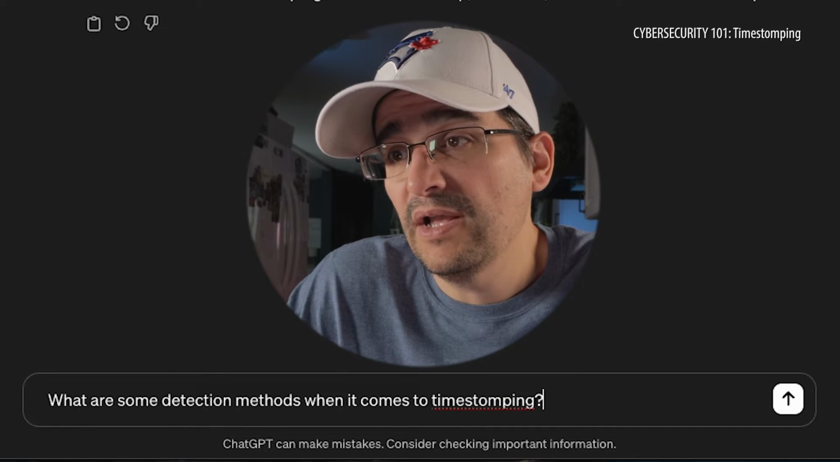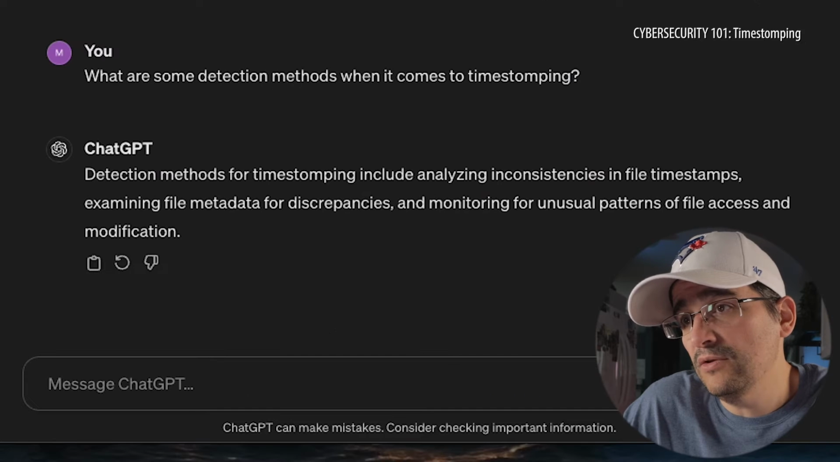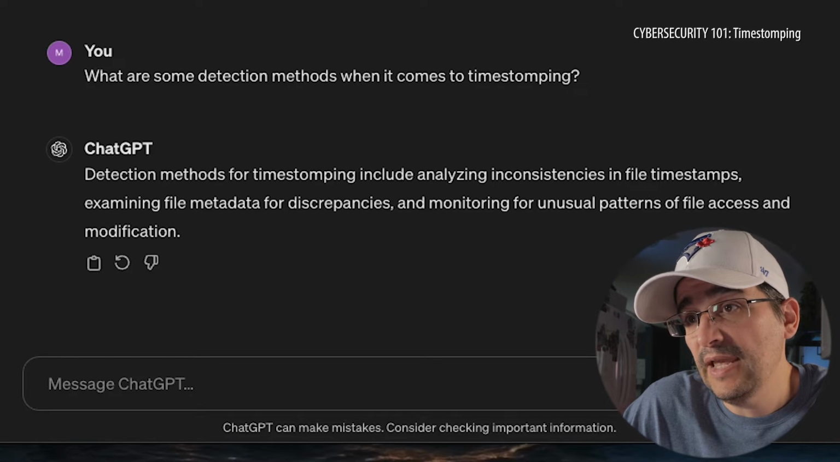All right, so how do we know that time stomping has been completed? What are some detection methods when it comes to time stomping? They include analyzing inconsistencies in file timestamps, examining file metadata for discrepancies, and monitoring for unusual patterns of file access and modification. So it doesn't sound like there's really a way you can look at a file and click on it and say, do it. You have to do some actual research. It's a kind of trickery.